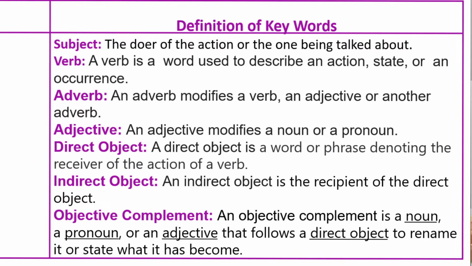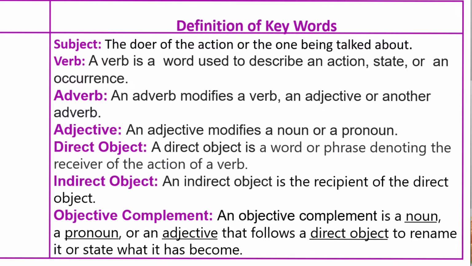Next, we have the verb. A verb is a word used to describe an action, a state, or an occurrence. And then an adverb. We will also encounter adverb in this lesson. An adverb modifies a verb, an adjective, or another adverb. Very simple. An adjective modifies a noun or a pronoun. And then we will also encounter the word direct object. A direct object is a word or phrase denoting the receiver of the action of a verb.